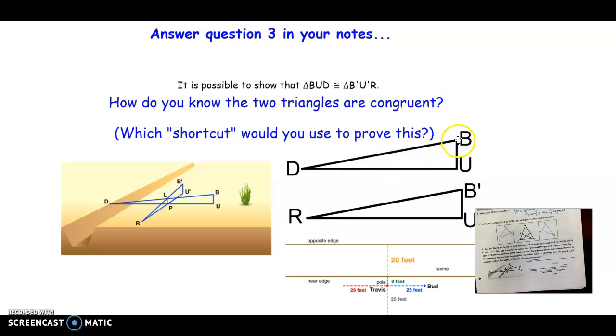The other thing we knew was the same is, remember his eyesight level? He was looking from B to D across the ravine, and he did that same distance when he was looking at Travis's feet, which is B prime R. So we would know these two would be the same. So we could use HL because that's the hypotenuse of the right triangle, and of course his height is the leg. So HL would be a good shortcut here. All right, we will finish this in the next video.